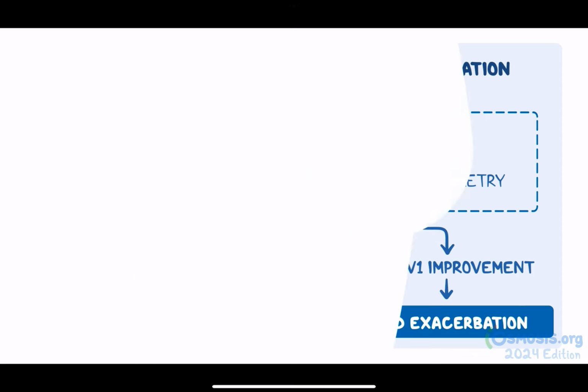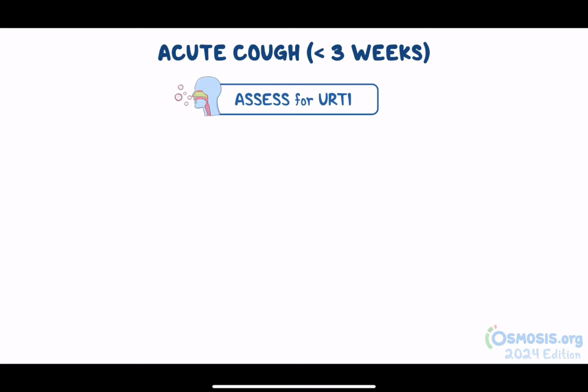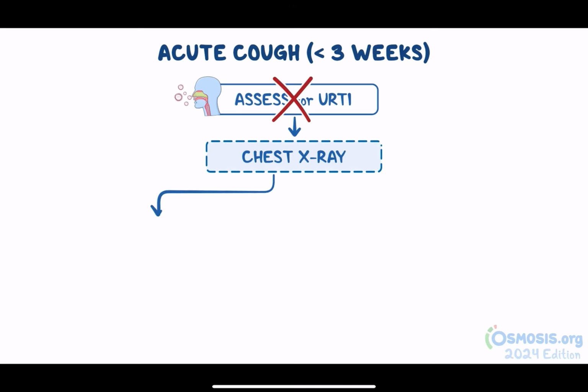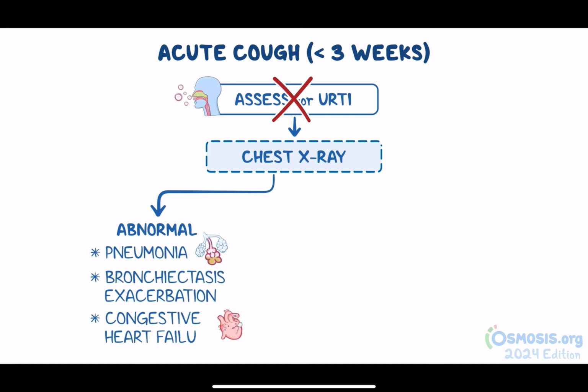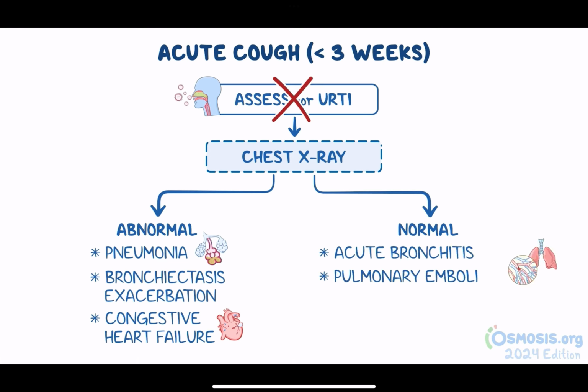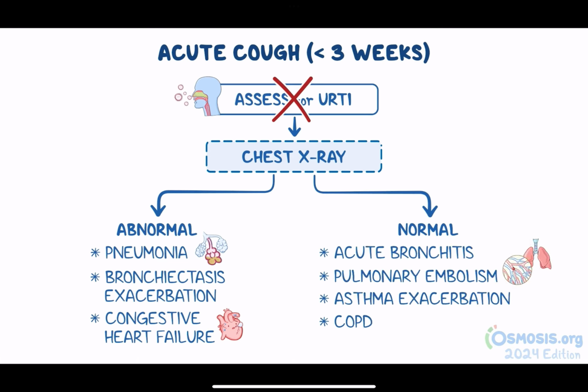All right, as a quick recap, if your patient presents with an acute cough, meaning that it's present for less than 3 weeks, first, you should rule out an upper respiratory tract infection. If your patient's presentation is not explained by an upper respiratory tract infection, obtain a chest X-ray. If the chest X-ray is abnormal, assess for the underlying cause, including pneumonia, bronchiectasis exacerbation, and congestive heart failure. On the flip side, if the chest X-ray is normal, the underlying cause is likely acute bronchitis, pulmonary embolism, asthma exacerbation, or COPD exacerbation.